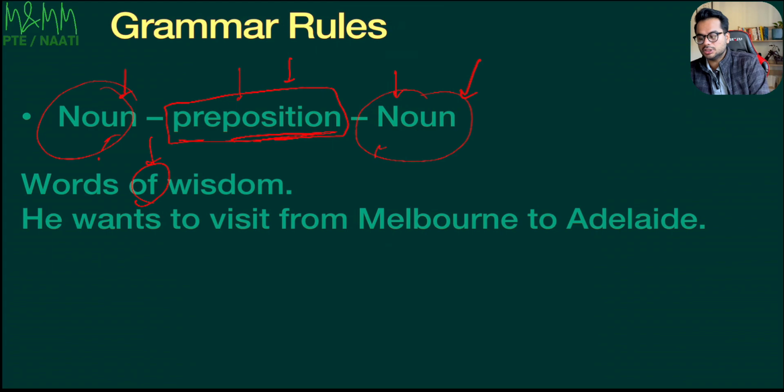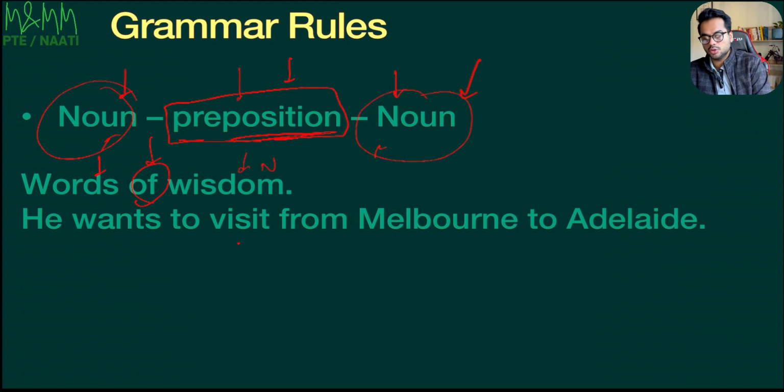So "of" is a preposition, "words" is a noun, and "wisdom" will be a noun as well. If you were given "words of dash" and you were looking for an answer, you just have to find out what "of" is, what "words" is, and then the blank has to be a noun as well. So your answer should be a noun out of the given options.